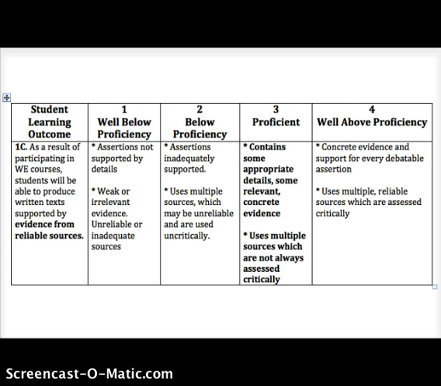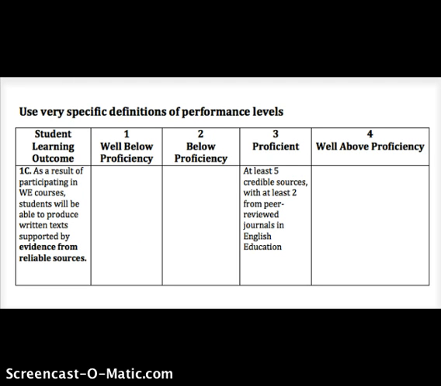Here's the general description of proficiency and the other categories for the third criterion, evidence from reliable sources. And here's a definition of proficient for a specific assignment that I had in an English education class, where I wanted them to have evidence from reliable sources, but I defined what those sources would be. At least 5 credible sources, which we would have talked about in class, and at least 2 of them from peer-reviewed journals in English education.